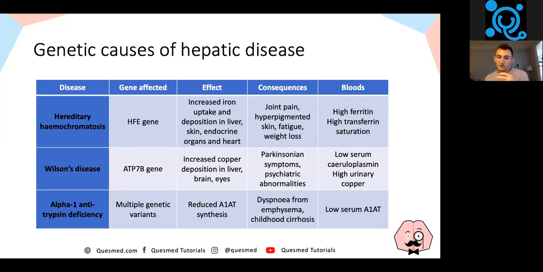The endocrine organs include the pancreas and can include the gonads as well. So you often see some degree of hypogonadism, and you often see diabetes because of iron deposition in the pancreas. Iron deposition in the skin causes this kind of bronzing of the skin, so often it's called bronze diabetes. So if you ever see those three things in a question, skin pigmentation or bronze skin, diabetes, and liver impairment, it's important to think about whether it could be hereditary hemochromatosis.